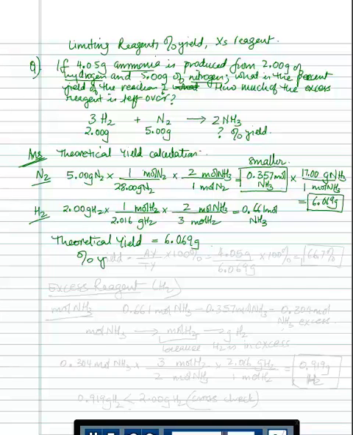So my percent yield is my actual yield divided by theoretical yield times 100%. So my actual yield that is given to me is 4.05 grams, and my theoretical yield that I just calculated is 6.069 grams, and then of course multiply that by 100%, and it turns out that I have 66.7% yield. So that is my answer for the first calculation.